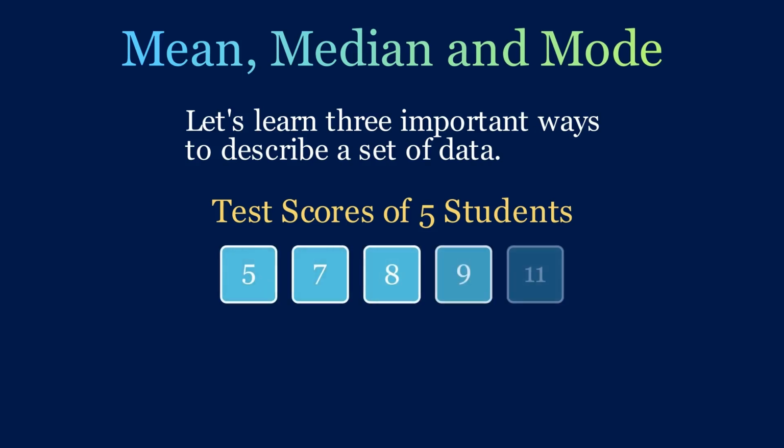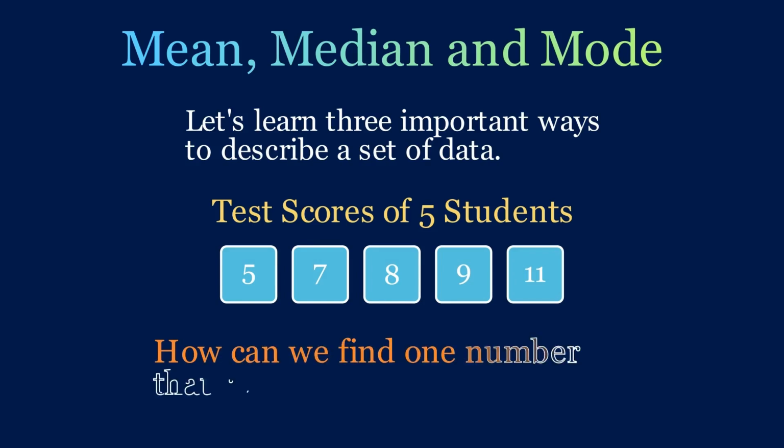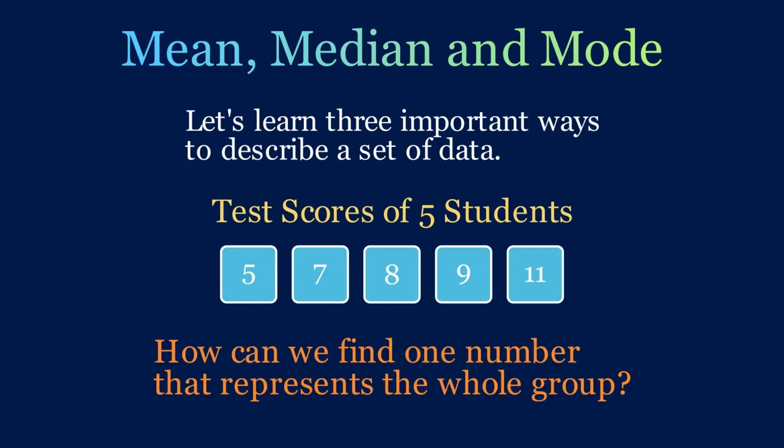5, 7, 8, 9, and 11. When we look at a group of numbers like these, we often want to find one number that can help us understand the whole group. How can we find a number that represents all these scores? That's exactly what mean, median, and mode help us do.